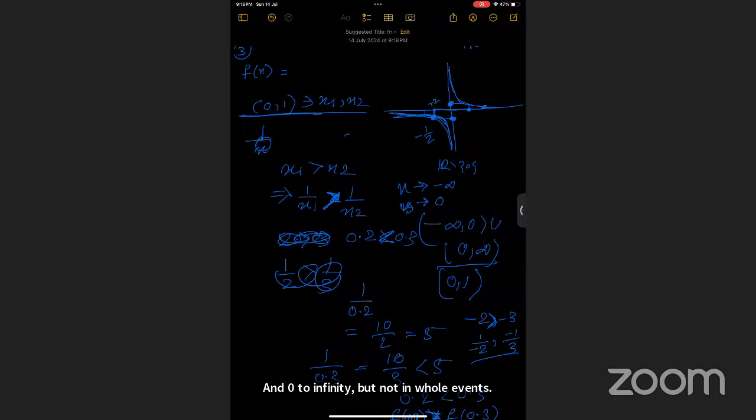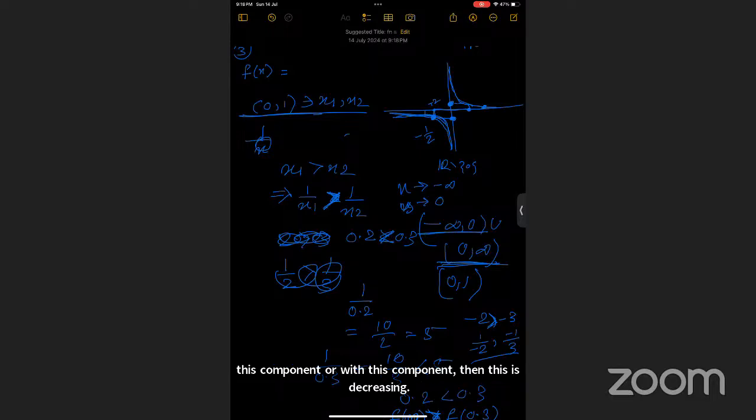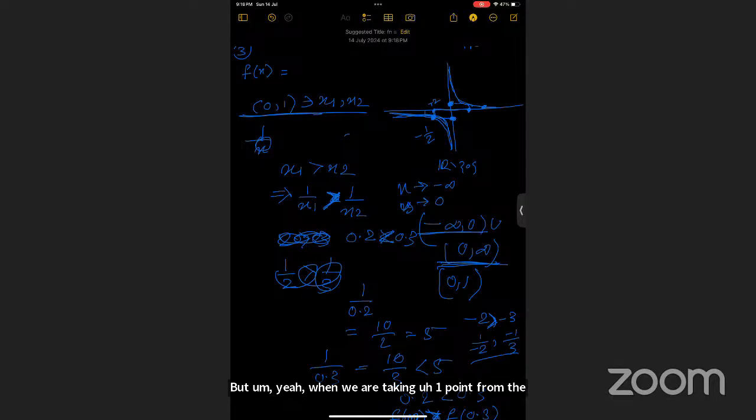That is fine. It is decreasing on this domain. If we restrict the domain to this component or to this component, then this is decreasing. But when we take one point from the negative side and one point from the positive side, then it's not decreasing. Then it will be increasing, because here it is increasing, here it is also increasing, right? So that is why the function is not decreasing here. Option 3 will not be correct. Clear? Clear, ma'am. Thank you.